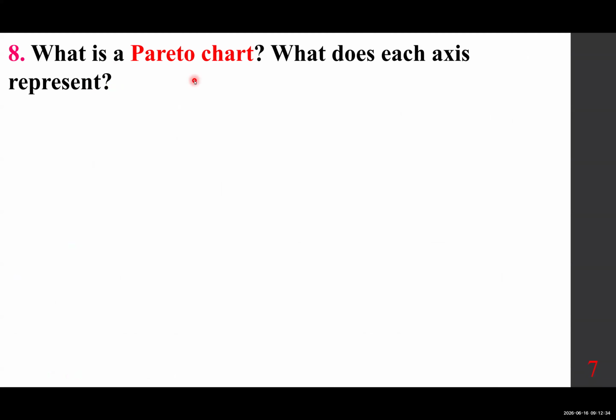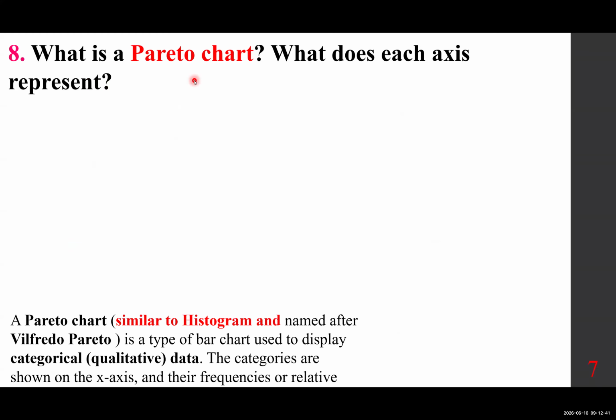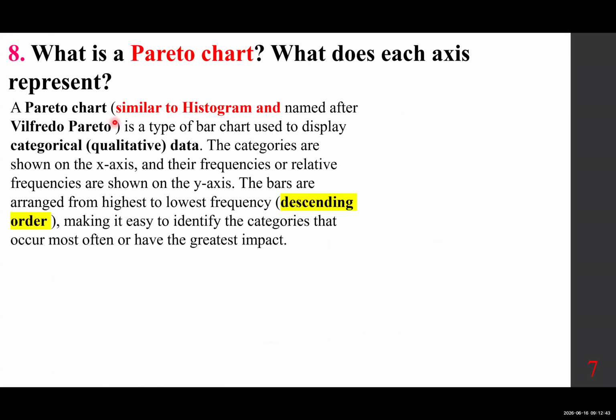What is a Pareto chart? What does each axis represent? A Pareto chart, similar to a histogram and named after Vilfredo Pareto, is a type of bar chart used to display categorical, also known as qualitative, data.